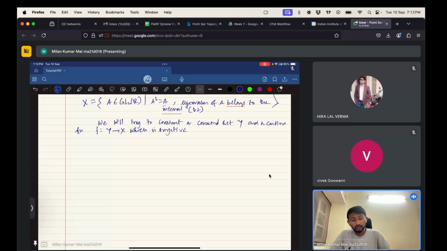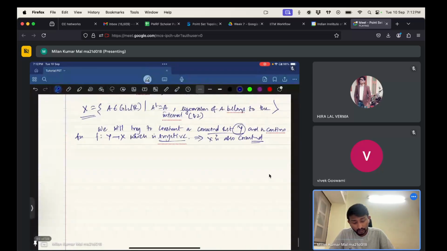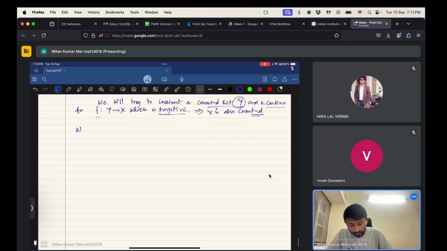So now if we are able to construct a continuous function f from Y to X which is surjective and Y is connected, that will imply that X is also connected. So this is the idea. So now we know what is X. So we have to find what is Y and what is the function f.